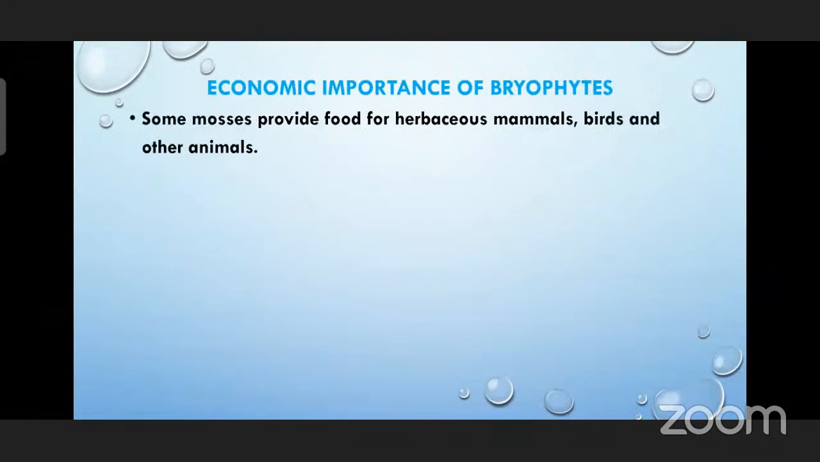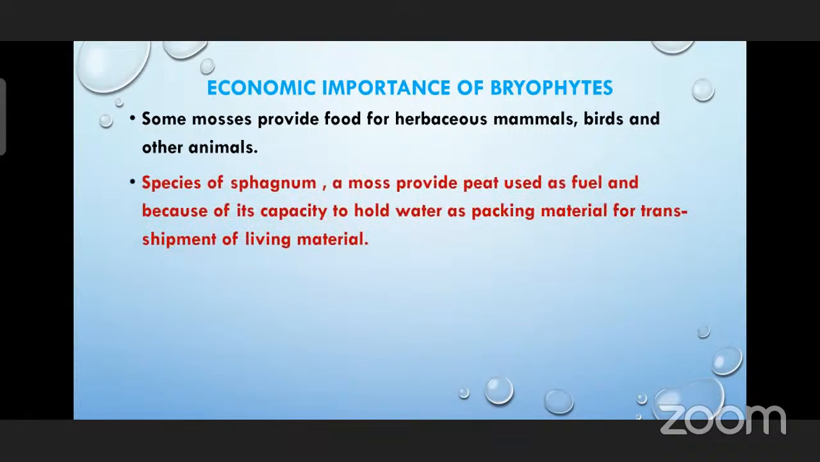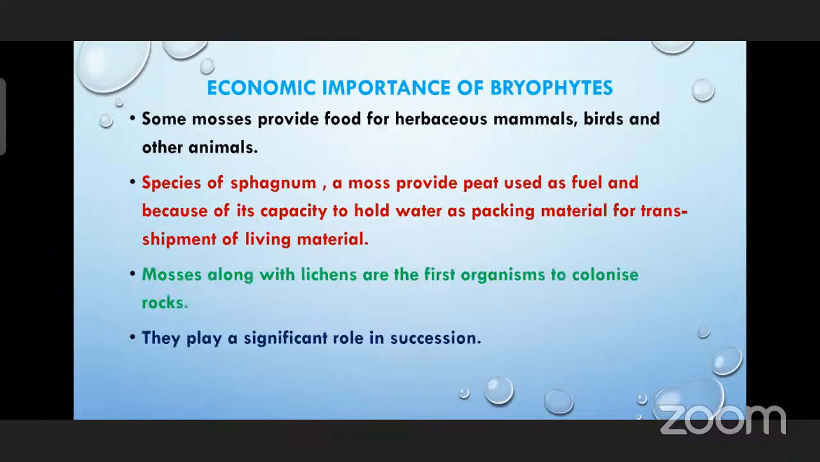Economic importance of bryophytes. Some mosses provide food for herbaceous mammals. Herbaceous mammals are going to eat these bryophytes, and birds and other animals also depend on them. Species of sphagnum, a moss plant, provide peat used as fuel, and because of its capacity to hold water, it is used as packing material for transshipment of living material.